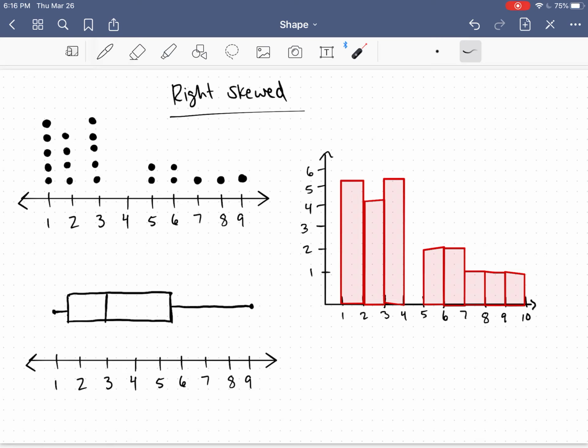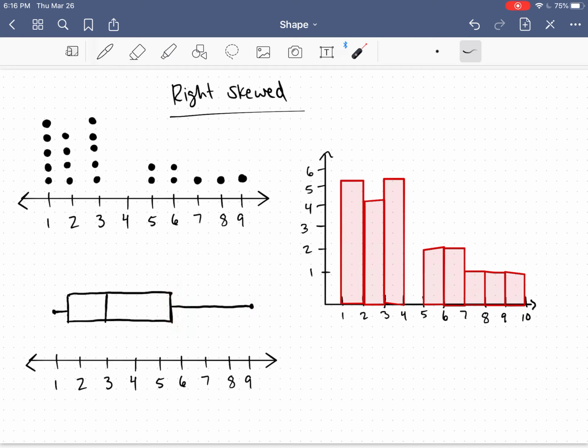In a right skewed graph, there are data values that have pulled your graph to the right. So here, most of my data is on the left side of the graph, and then I have a couple of values that are pulling it to the right. I can see that in my box plot when 75% of the data is between 1 and 5.5, and 25% of the data is between 5.5 and 9.